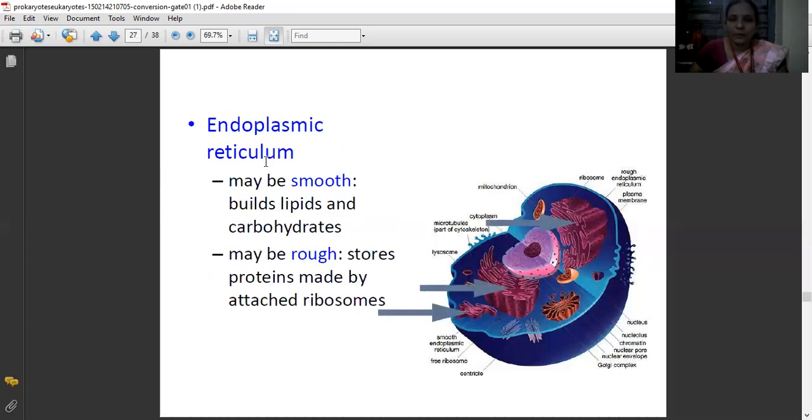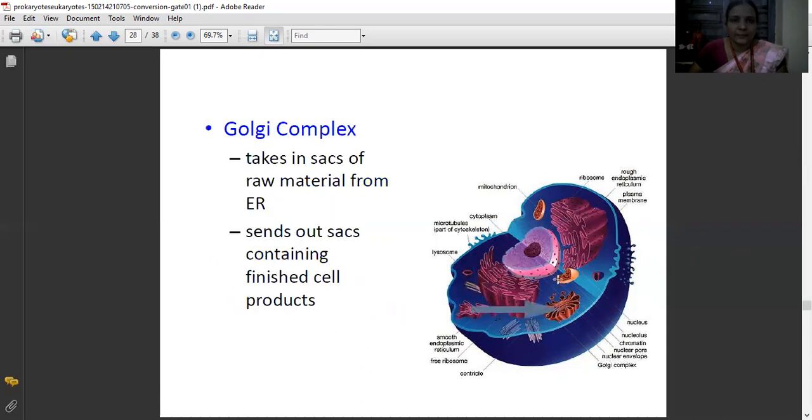Two types of endoplasmic reticulum are there: smooth endoplasmic reticulum and rough endoplasmic reticulum. And rough means what? On the surface, ribosomes are present. And what is the function of ribosome? The function is protein synthesis. Then the Golgi body or Golgi complex is there. It takes a sac of raw material from the ER, and sends out the sac containing finished cell product. Packing the cell product and giving it final maturation, who does that work?